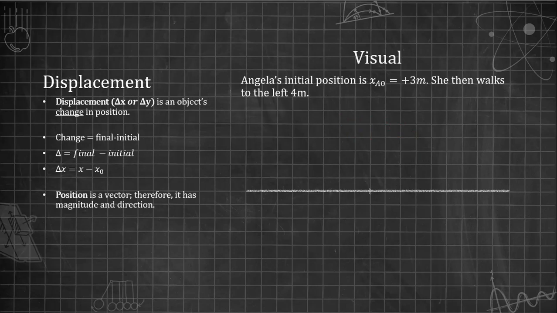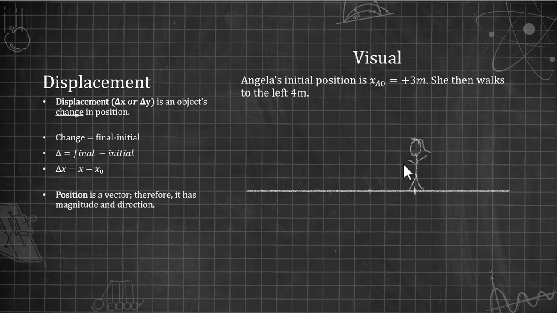Displacement is a change in an object's position. So we use the Greek letter delta, or triangle, in front of the position symbol to show that it's a change. And change is just a final value minus an initial value. So a change in position would be a final position value minus an initial position value. Let's take a look at Angela again. Let's say Angela is going to undergo some change in position. Angela's going to start out at the exact same spot that we left her, which is at the plus 3. So Angela is starting over here.